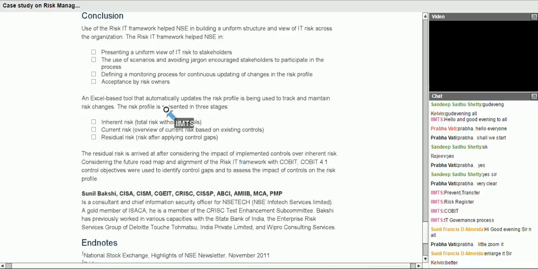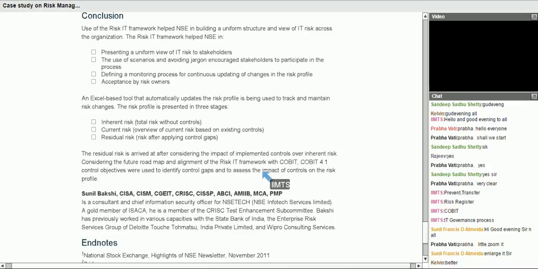So an Excel-based tool that automatically updated the risk profile is being used to track and maintain risk changes. The risk profile is presented in 3 stages. One is inherent risk. That means total risk without controls. Second is current risk. Overview of current risk based on existing controls. Third is residual risk. Risk after applying control gaps.